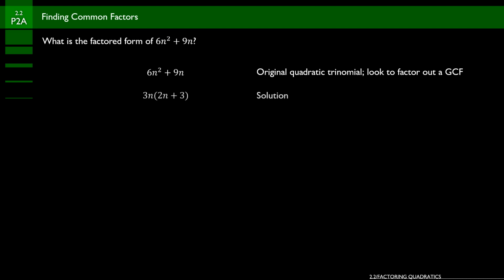When we say we're taking out a 3 and an n, what that means is we're going to divide 6n squared by 3n. Then we're going to divide 9n by 3n. The result is going to be our factor. So we've got 3n goes into 6n squared 2n times. Then 3n goes into 9n 3 times. So we're left with the solution 3n times the quantity 2n plus 3.